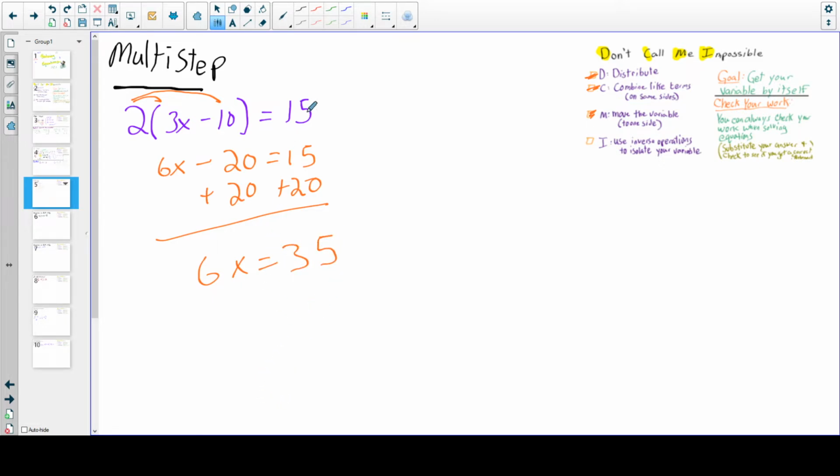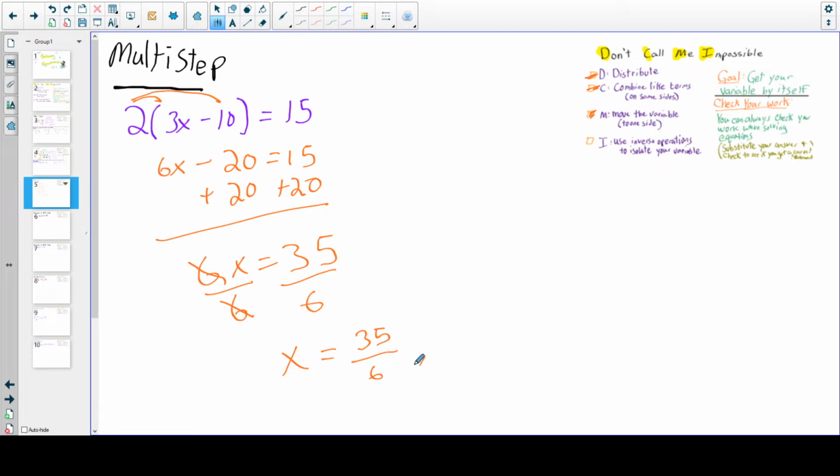Now, again, just like before, this is 6 times x. What's the opposite of multiplying? Dividing. So if I divide by 6 on both sides, these 6's divide to 1, so you're left with x equals, and then a lot of you might be saying, hey, I cannot divide 35 by 6. Well, that's true, you won't get a whole number, but that doesn't mean that your answer is wrong. So there's a couple of options. You can write it as 35 divided by 6, because technically x equals that.